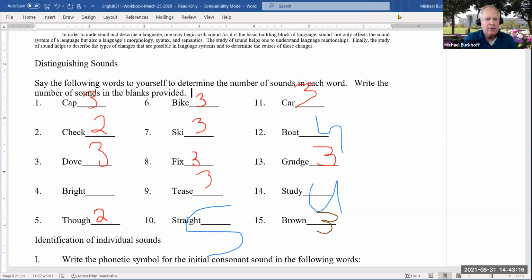We're almost done. This is good. No, go back to number 8. Rethink 8. Remember, I said that the X breaks into the K and the S. So no 3. Somebody fix that, whoever did that one.